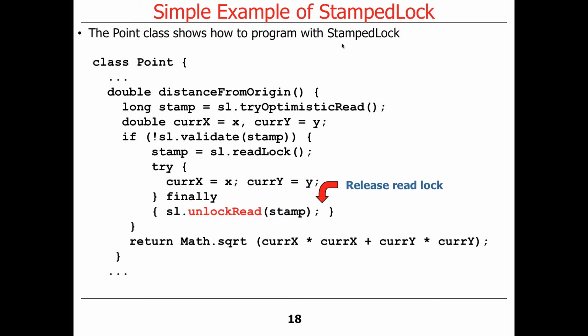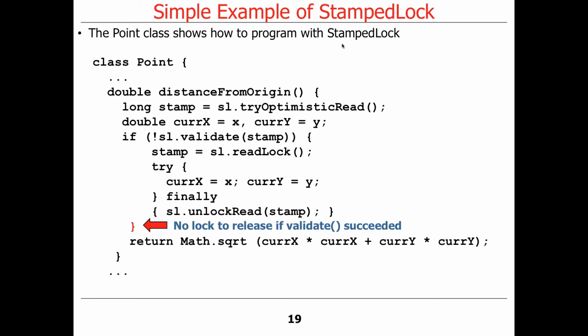Notice that if we validated the stamp correctly, nothing has to be released because we never had a lock in the first place. Because try optimistic read doesn't lock anything. It just refreshes the cache. OK, so any questions about this? So the point is we end up doing the computation either on the optimistic reads, which ended up having no contention because validate determined that, or we got a read lock and actually got the real values unperturbed or undisturbed.